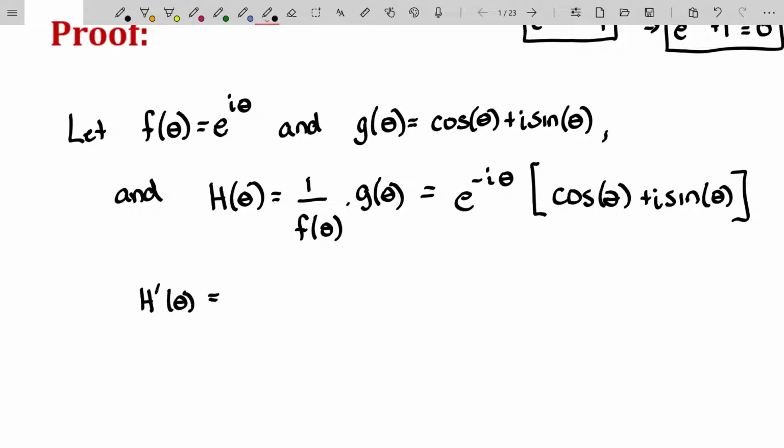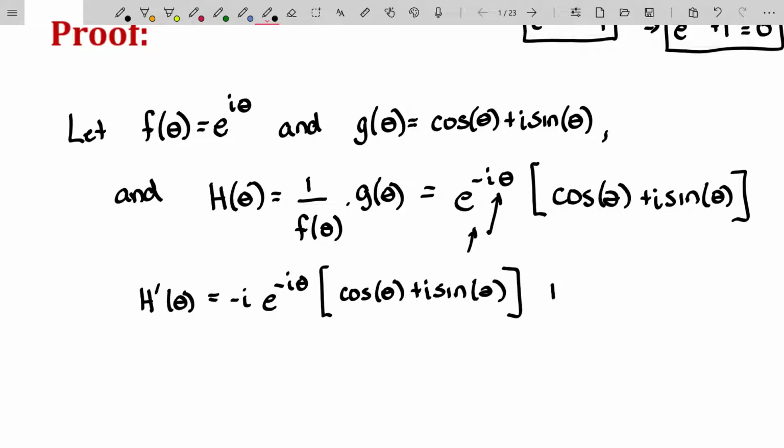All right, so h prime of theta. Well, that'd be the derivative of this first function. So that's e to the negative i theta. And then you have to hop inside this exponent and take the derivative of negative i theta with respect to theta. So theta is our variable, so the derivative of negative i theta is going to be a negative i. And then you multiply that by the second function, which is cosine of theta plus i sine of theta. So far, so good, I hope.